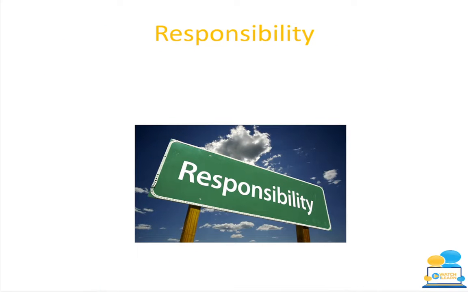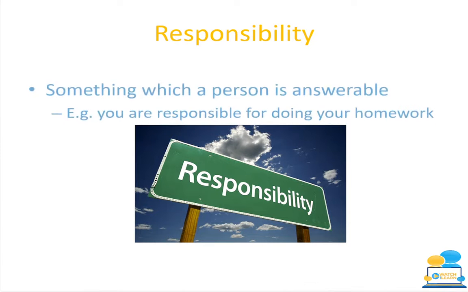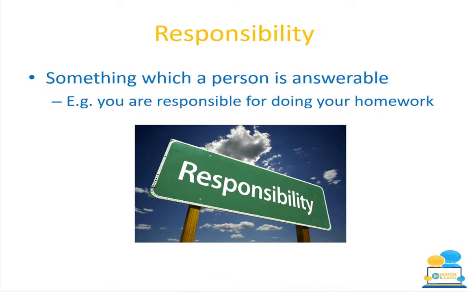So, a responsibility. You need to know the difference between a right and a responsibility. So in this case, you state the word responsibility and then you will explain it and then you will give an example. So responsibility is something which a person is answerable to, okay? So you are responsible for doing your homework. So it is your job to do. You are responsible for it. You are responsible for bringing in your cooking ingredients to school. And if you don't bring it in, well then you can't cook, but it also means your partner can't cook. So it's your responsibility to bring it in.